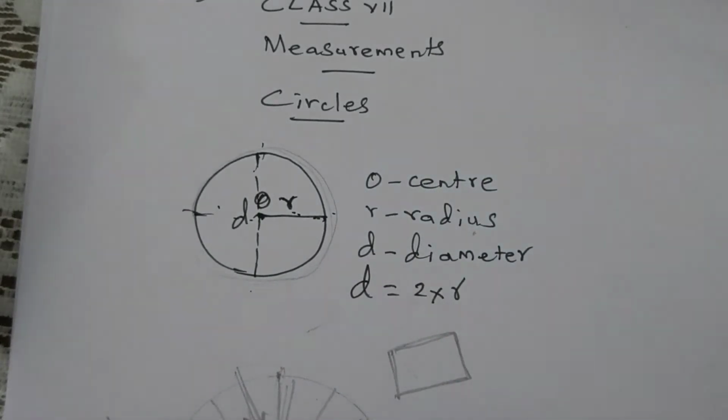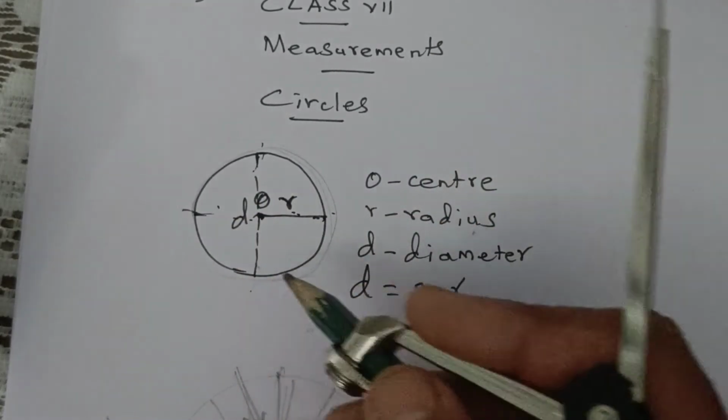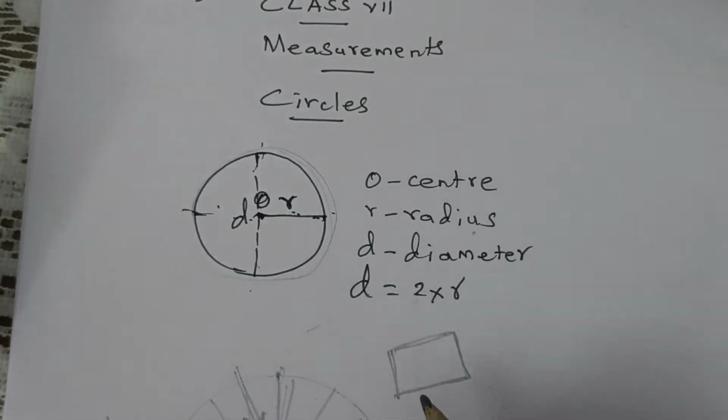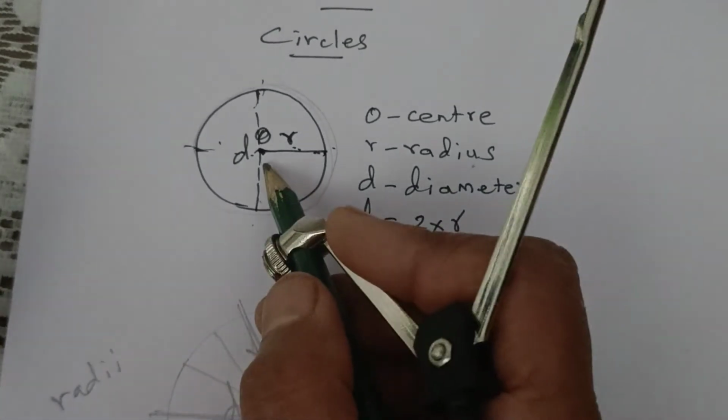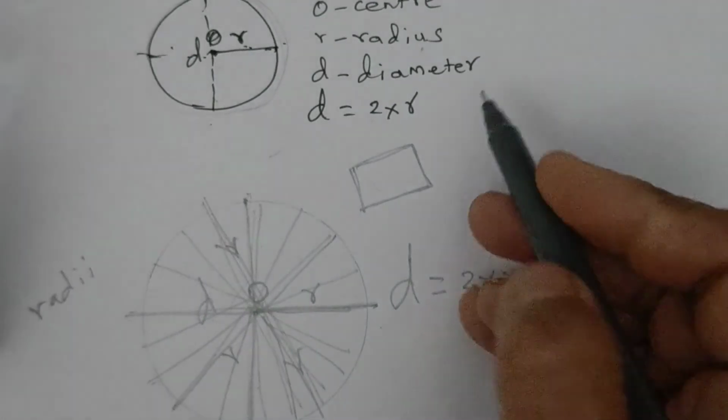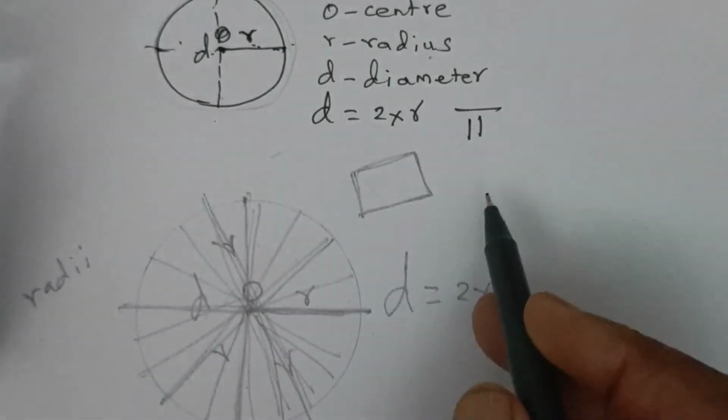So we have a formula. To use the formula, we need to know about one more new variable, which is pi. It is denoted like this. We read it as pi.